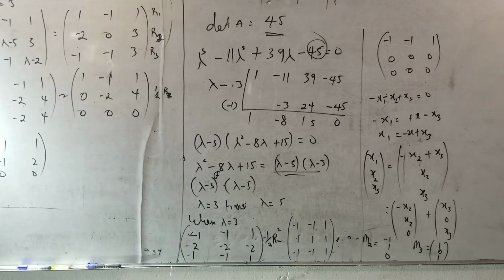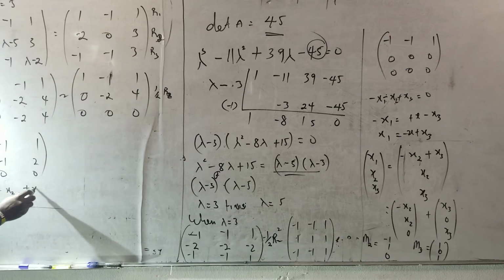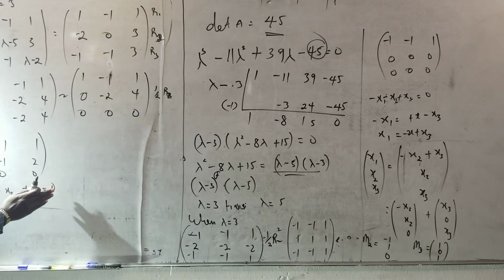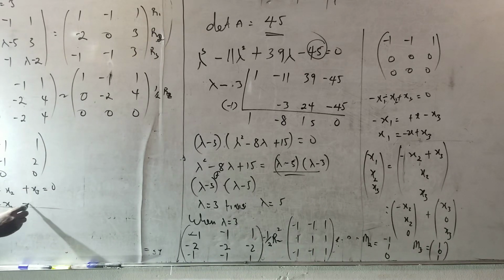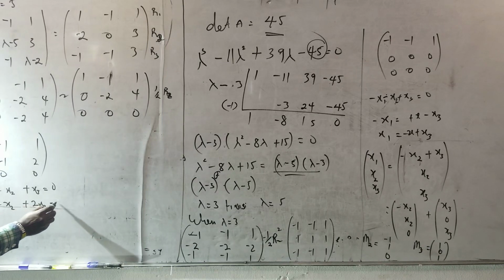Now, for me to proceed with this, I can say that S1 minus S2 plus S3 equals 0. And my S2 minus S2 plus 2S3 equals 0.